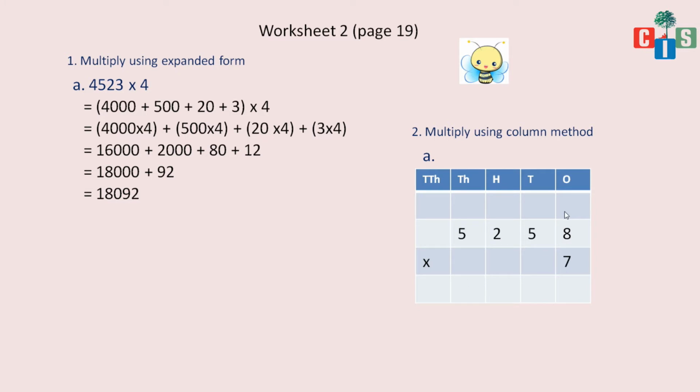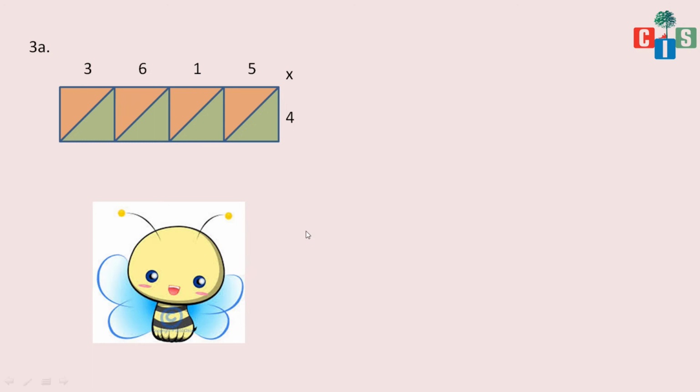So 7 8s are 56, 6 and 5 carried over. 7 5s are 35 plus 5 is 40. So 0 here and 4 carried over. 7 2s are 14, 15, 16, 17, 18. 8 here and 1 carried over. 7 5s are 35 and 1 is 36. Okay. So my answer is 36,806. Fine.